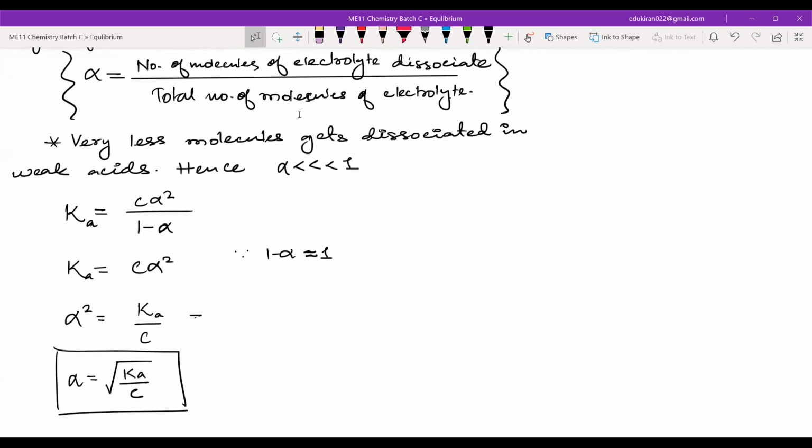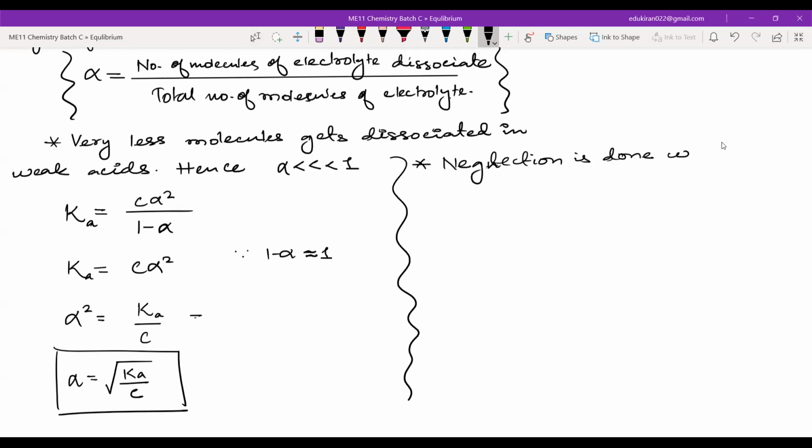Sir, if alpha is really small, if we square it up, it will become even smaller, right? Yes, true. So we can neglect the alpha square also, right? Please remember this in your 12th standard: whenever we neglect, neglection is done only relative to something.